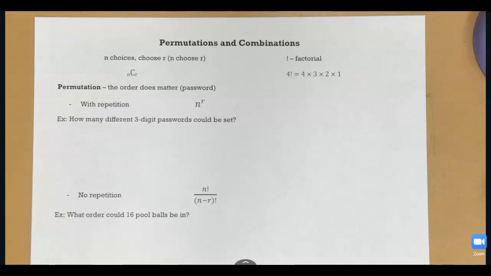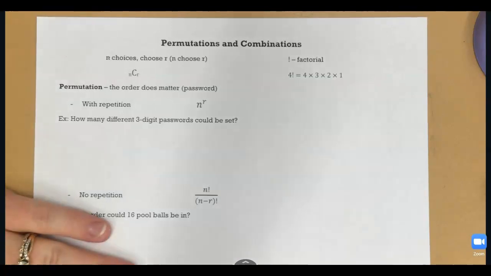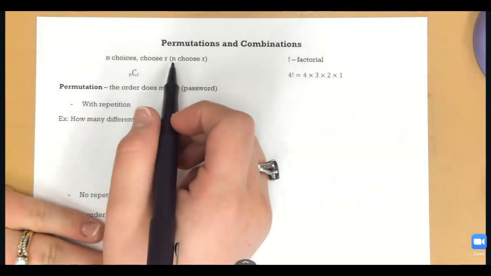We are going to do a quick lesson on permutations and combinations today. We're going to talk about what each of those is, and then we're going to do one example for each kind of permutation and each kind of combination. So before we get too far into it, let's talk about some different terminology.